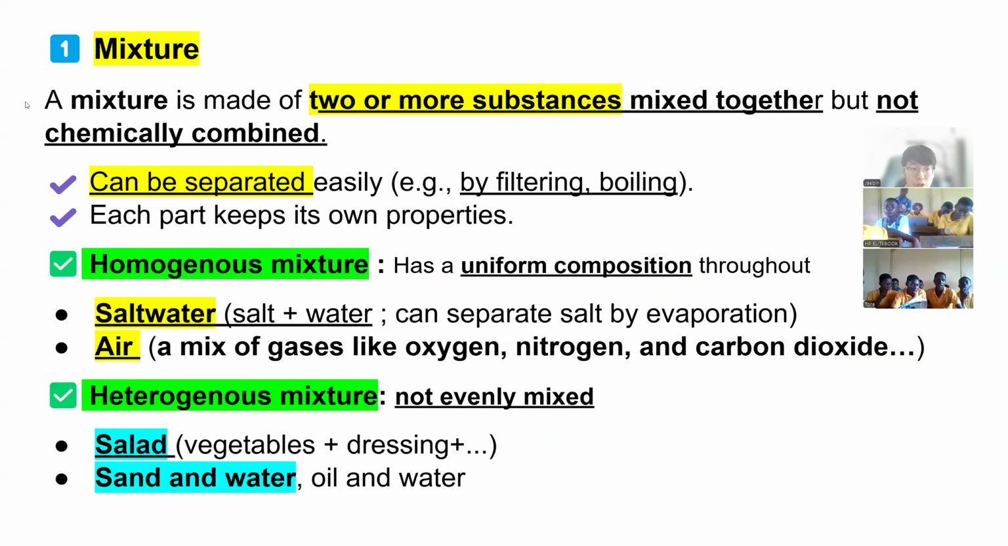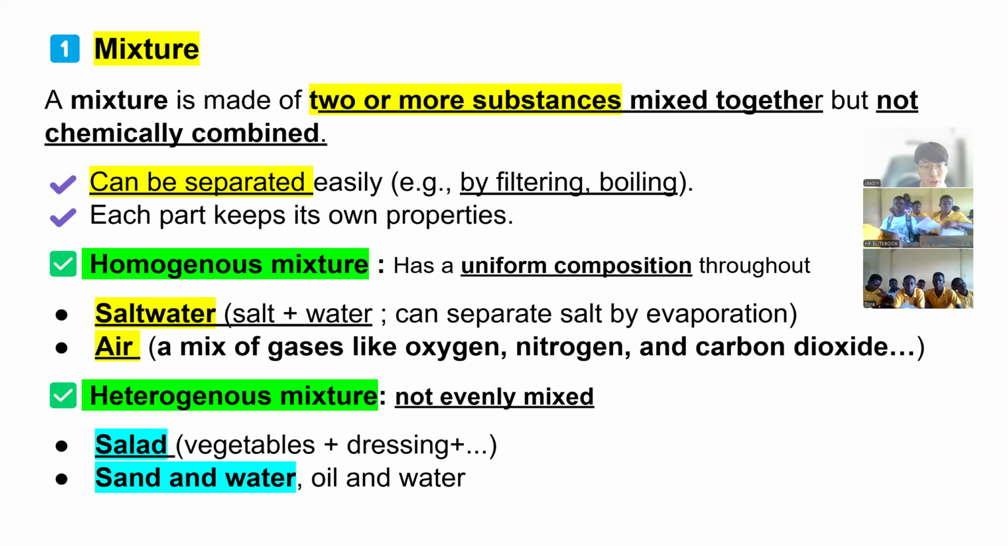So you can see a mixture is made of two or more substances mixed together, but not chemically combined. They can be separated easily by filtering or boiling. We will look at some separating mixture methods. And each part keeps its own properties.